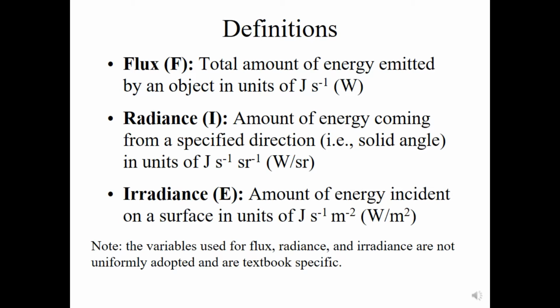And I just want to highlight the fact that the variables that I've identified here as F, I, and E, the flux, radiance, and the irradiance, are not uniformly adopted and are textbook specific. So you just have to bear with the individual textbook that you use or some of the videos which I'll be posting, and realize that when we're talking about irradiance in this class, that'll be E, but if you use the Wallace and Hobbs textbook, the irradiance will actually be labeled as F, and so forth.